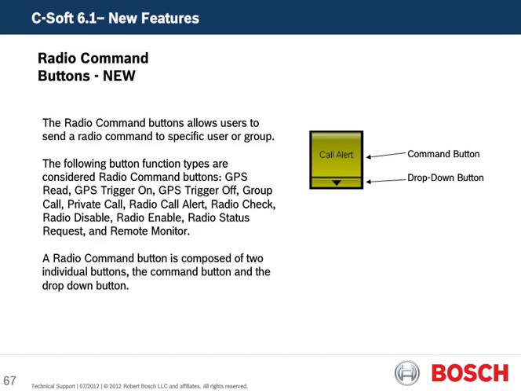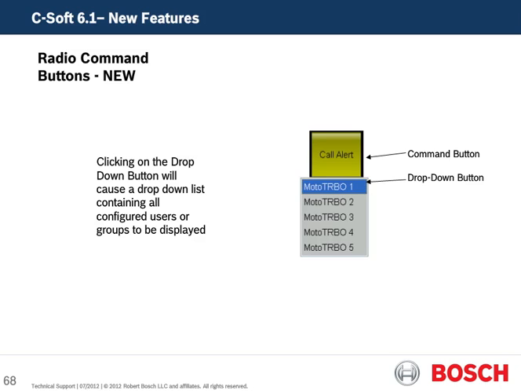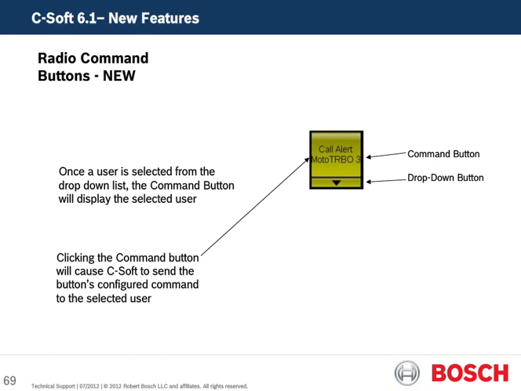New in 6.1, radio command buttons, allowing dispatchers to send commands to a specific user or a group of users. The radio command button comprises two individual buttons, the command button and the drop-down menu selection button. Clicking on the drop-down button will cause a drop-down list to display. This list will contain all configured users and groups for the specified line. Select the desired unit. The desired unit's name will now populate the command button. Press the command button to send the command.